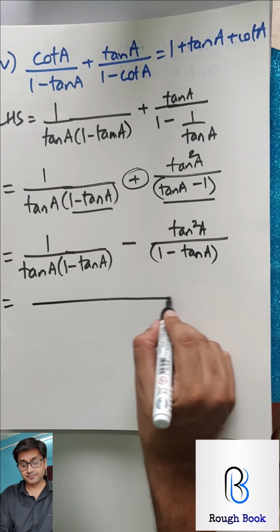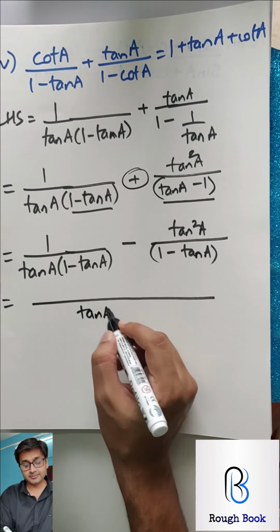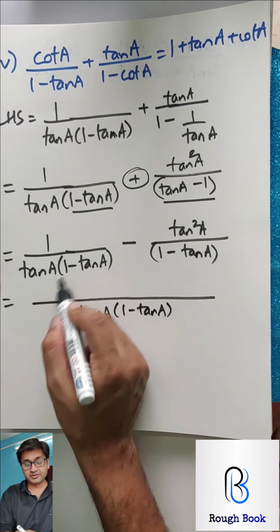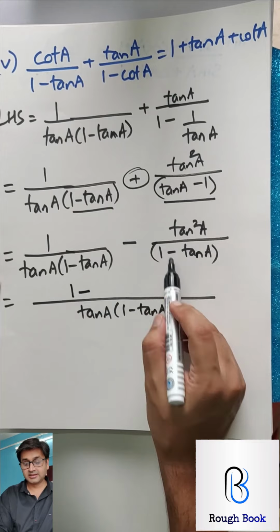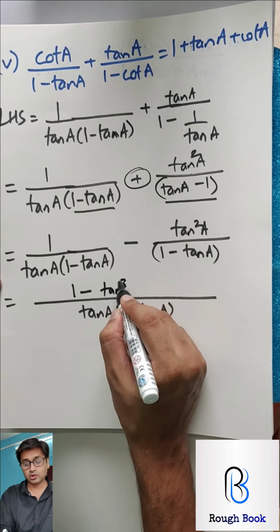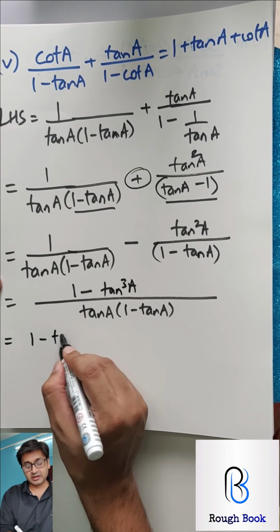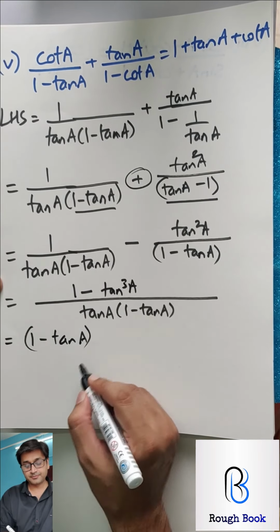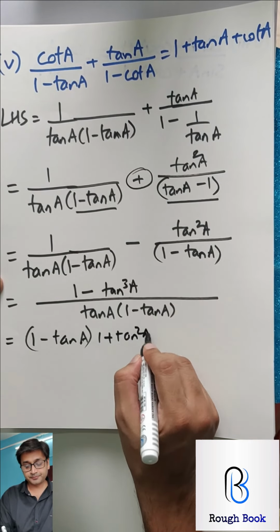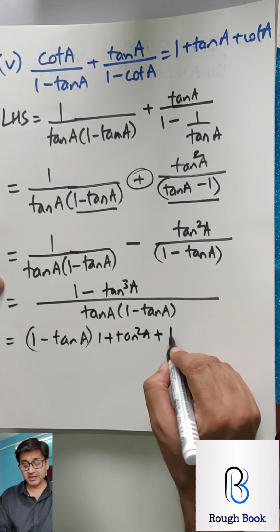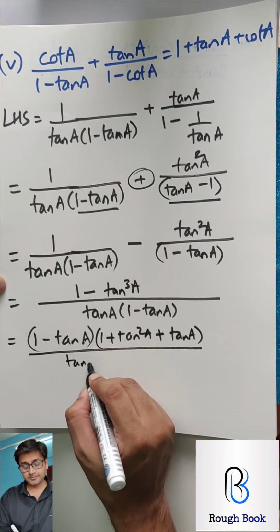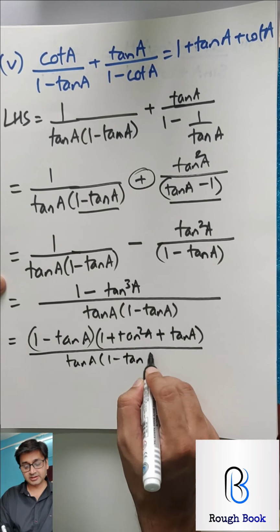So what is the LCM? LCM is going to be tan A and 1 minus tan A. So this side everything cancels, only 1, and this side this cancels but this tan is left, so that makes this as tan cube A. So apply the formula A minus B, A square plus B square plus AB. So this is where you will reach, upon tan A, 1 minus tan A.